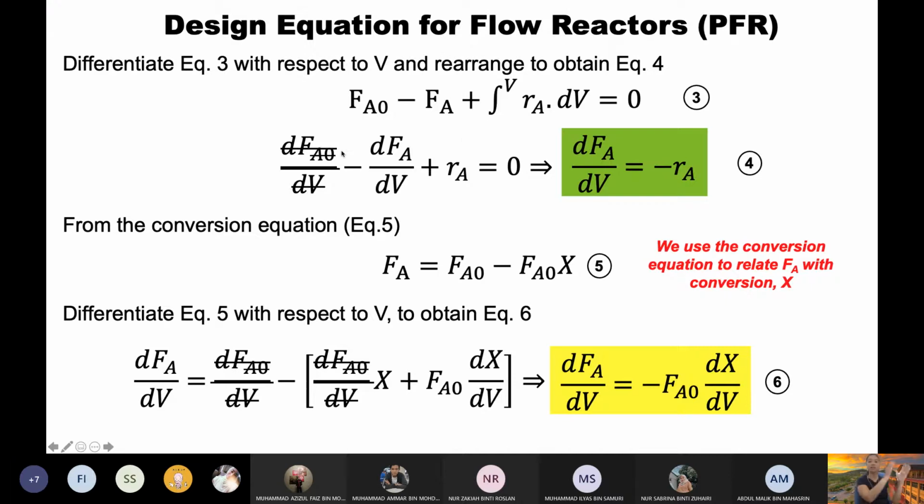Okay, so dan kita kena faham pula, if this FA0, saya bezakan terhadap V. Okay, so sebab dia DV kan, so dia kena bezakan terhadap V. Dan kamu kena faham pula, okay, mathematician will have to refer to a chemical engineer to explain, adakah FA0 berubah dengan reactor volume? Okay, then you have to understand pula, FA0 tu molar flow rate yang masuk.